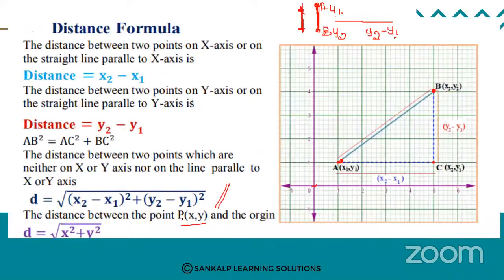Distance between the point P(x, y) and the origin is D is equal to square root of x square plus y square. Why? Because the origin has coordinates 0, 0. Origin has 0, 0 because x is 0 and y is 0. Why? x and y are intersecting at a particular point. So when they intersect, the x coordinate is 0 and the y coordinate is 0. So then what do you get? x square plus y square, right?